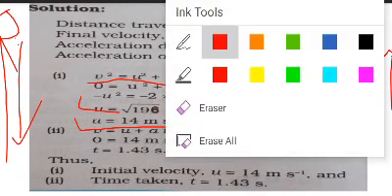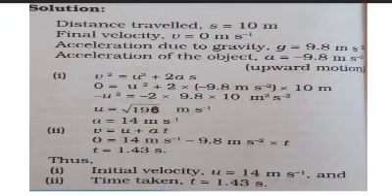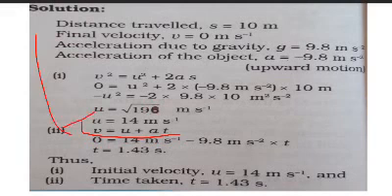Another question is to calculate the time. We will use the formula v is equal to u plus at. These are the formulas of the previous chapter that should be kept in mind. Always they will be useful. By using this formula and substituting these terms, we get the answer t is equal to 1.43 second. And this is the answer.